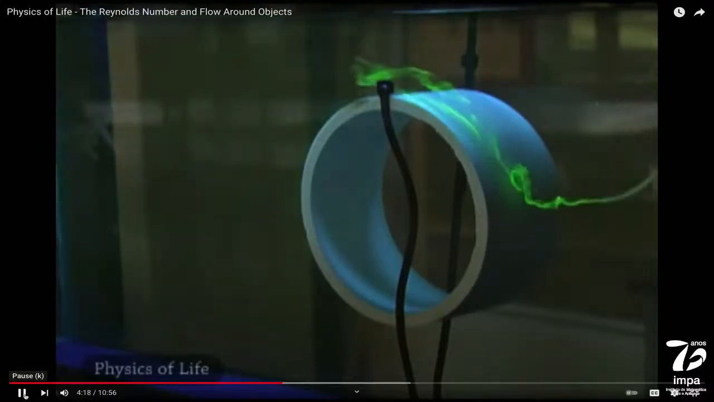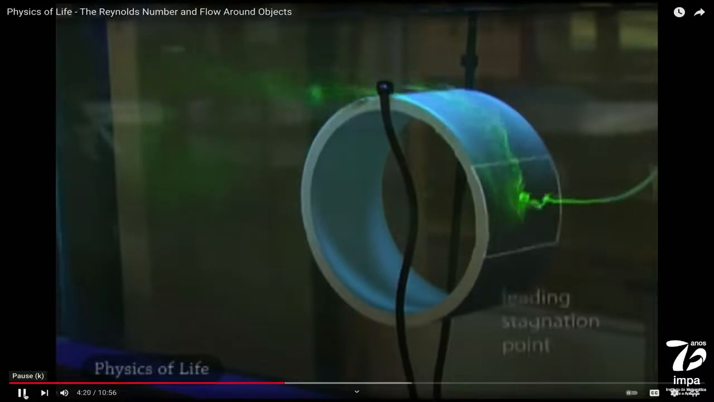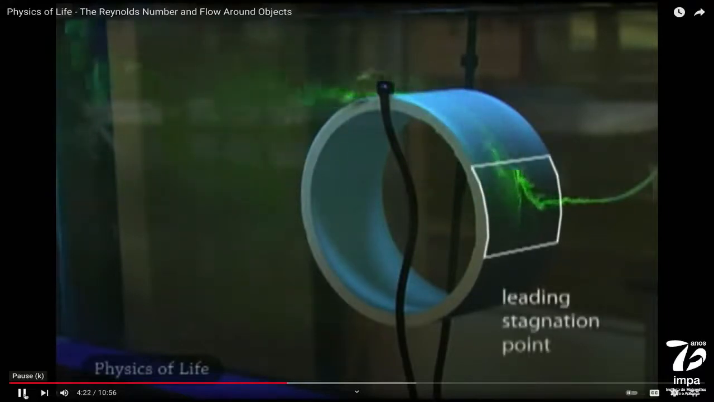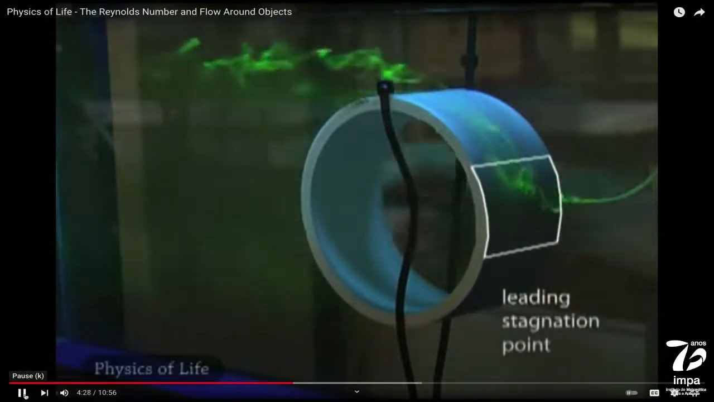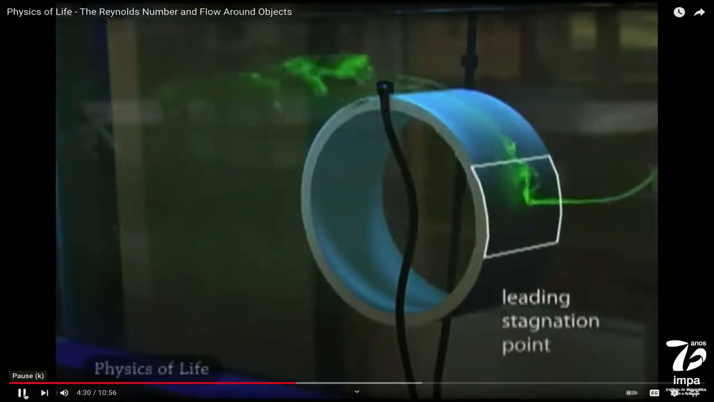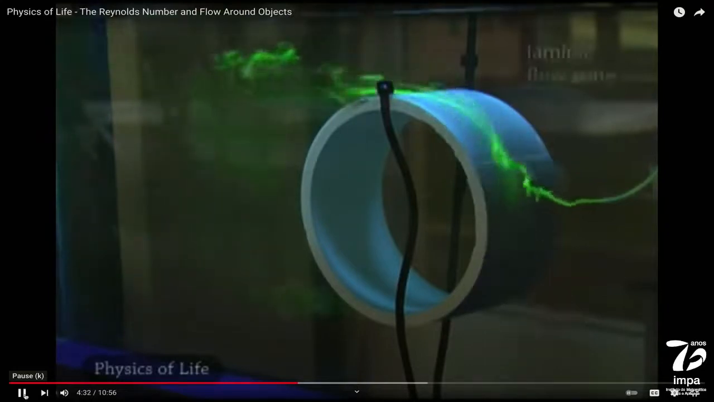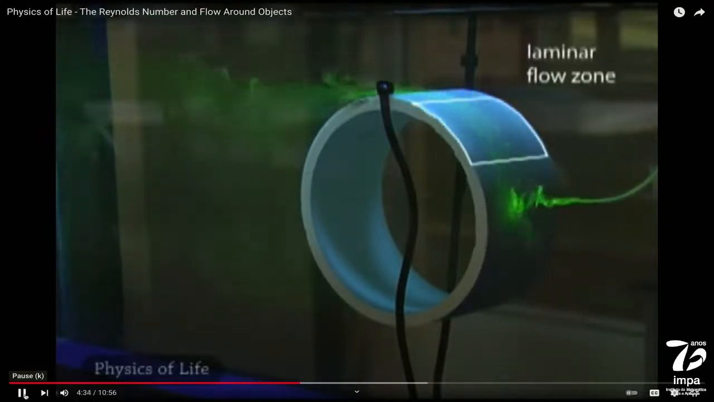Turbulent flow around the cylinder has three major components. At the cylinder's leading edge, there is a zone of relative stagnation as the upstream flow encounters the cylinder and is temporarily brought to rest there. As the water flows around the cylinder's lateral surface, the flow is laminar and smooth.